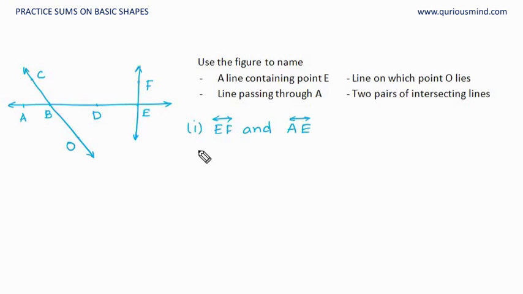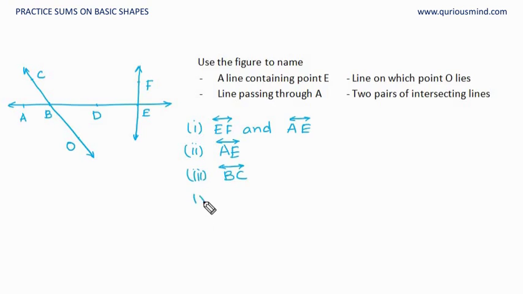The second one, line passing through point A. So A is not an intersecting point. That means in this case, there is only one line, which is AB, AD or AE, which passes through point A. The third one, line on which point O lies. So we see this is a line on which this point O is lying. So we'll call it line BC, let's say.